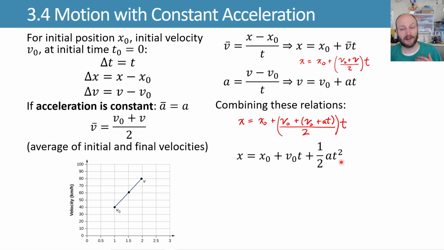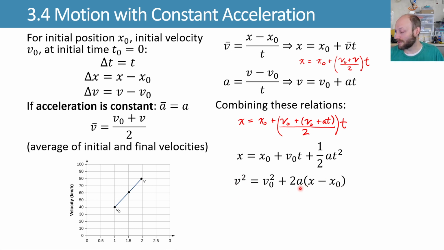You can do some similar algebra, I'm not going to do it here, to get another relationship that eliminates the time. So this one's useful if I want to know final position and I know the time I'm considering. This one is useful if I don't know the time, but I want to know, let's say, my final velocity. So I can start with knowing my initial velocity, my acceleration, and my final position, and this will give me my final velocity. And you can always rearrange these to solve for whatever you want to solve for.